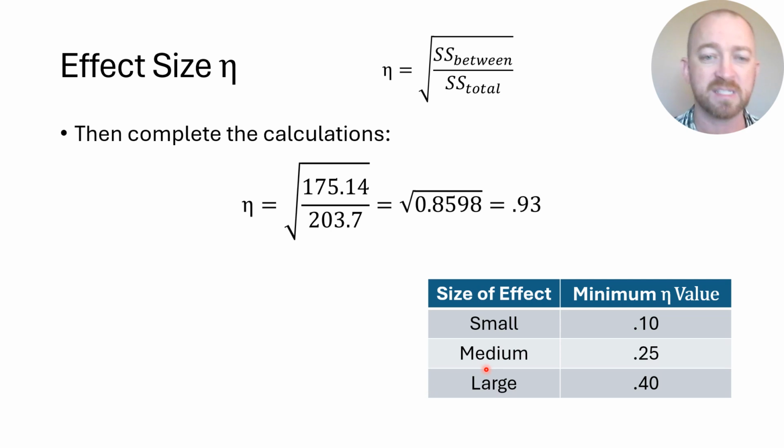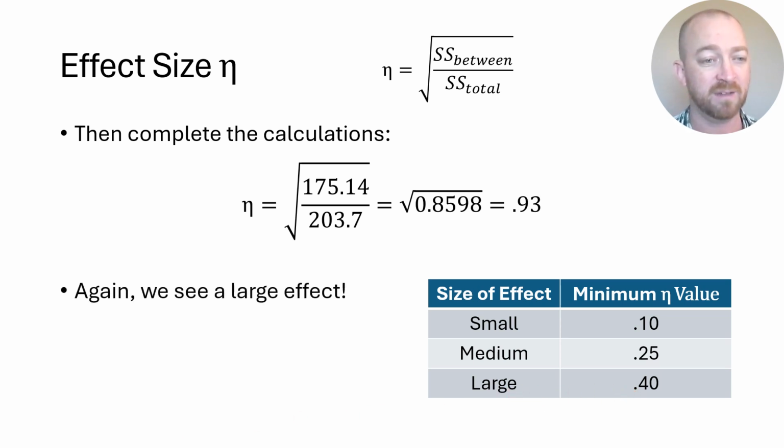Now we can interpret this differently. Please do not mix up the interpretation ideas or the interpretation terminology for omega squared and eta, because they are different, as you can see right here. However, once again, we do find an excessively large effect size. So 0.93 is, of course, much bigger than our minimum value required for a large effect size here. And so again, we have a very large effect of eta.